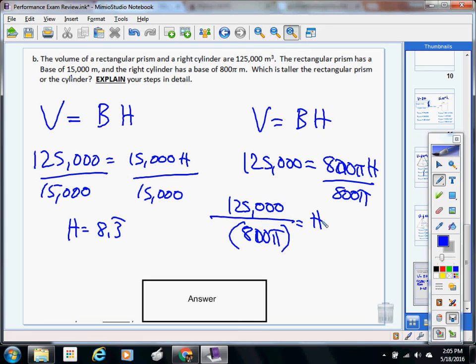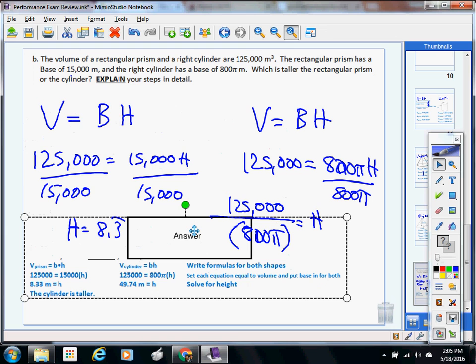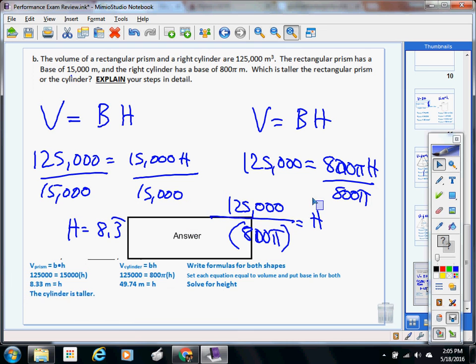And so, I thought it worked out that the cylinder is taller. Because the height of the cylinder is 49.74. The height of the prism is 8.3. So the cylinder ends up being the taller of the two. Pretty cool? It makes a difference how you put that in parentheses or not.